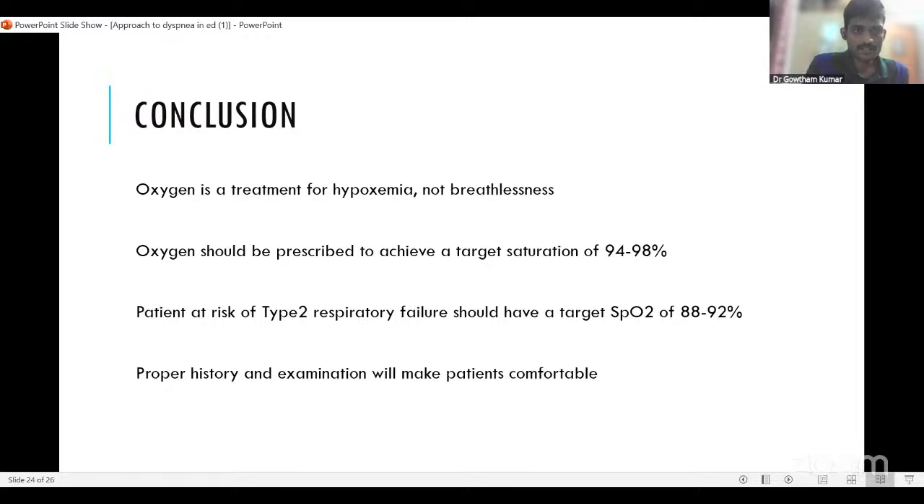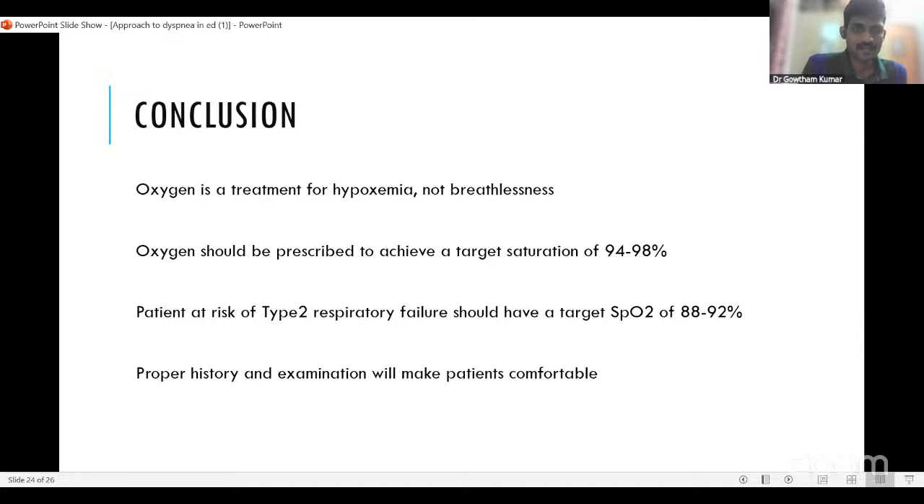The conclusion: oxygen is the treatment of hypoxemia, not for breathlessness. Someone with saturation of 100 who has breathing difficulty, I have seen many doctors keep oxygen on. No. If someone is hypoxic, address the problem, treat the problem, not just keep oxygen. The respiratory drive will be compromised.